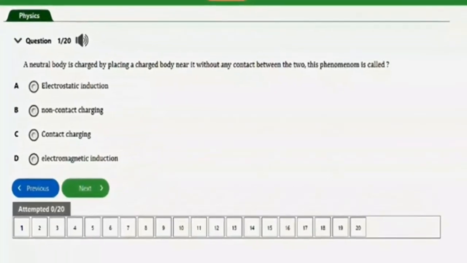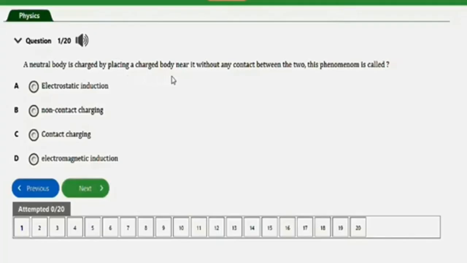In this video, we're going to learn how to solve these basic repeated questions under electrostatics and the charging of the body. So we have 20 repeated questions to practice with in this video. Let's get started.